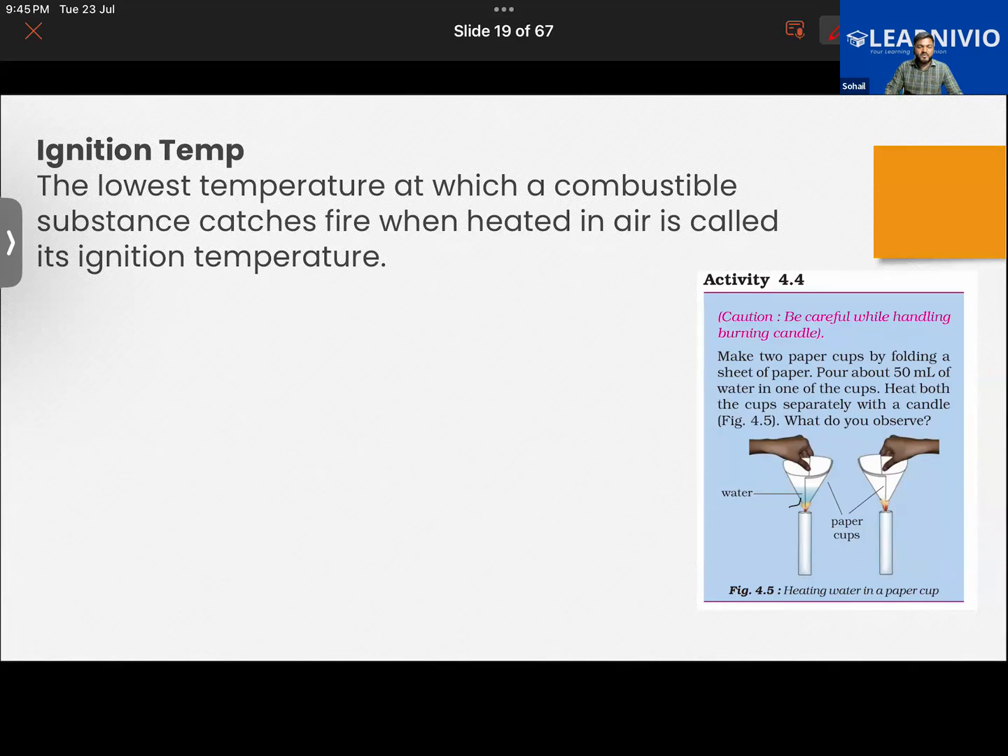Like it will depend upon the different types of fuels, whether it's a solid fuel, liquid fuel, or gaseous fuel. Usually, you guys tell me which fuel would have a lower ignition temperature. Will it be a solid fuel, liquid, or gaseous fuel? In a general sense, I'm asking this question.